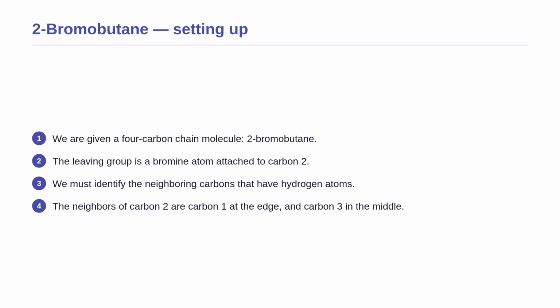The bromine is on carbon 2. Therefore, its immediate neighbors are carbon 1, which is at the exposed edge, and carbon 3, which is buried in the middle.